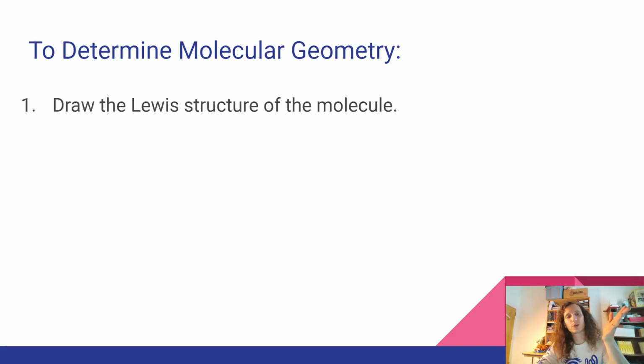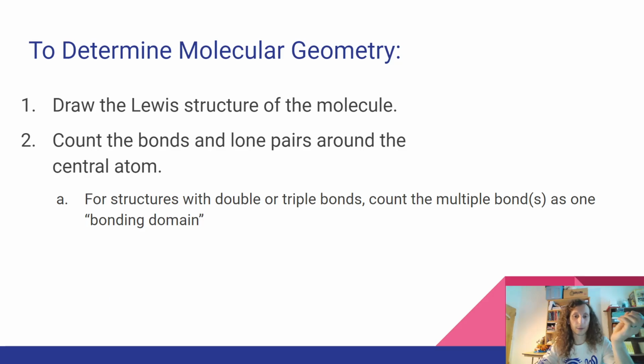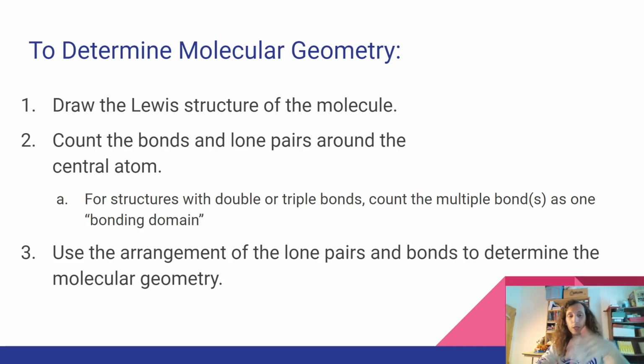Okay, so when we're determining molecular geometry, the first thing is we need to know what the Lewis structure looks like, and then we're going to count just how many bonds and lone pairs are jutting off of the central atom. If you have something with a double or a triple bond, we count that bond as one bonding domain, just like when we were doing bond order. And then, using a set of things we just memorized, we determine molecular geometry.